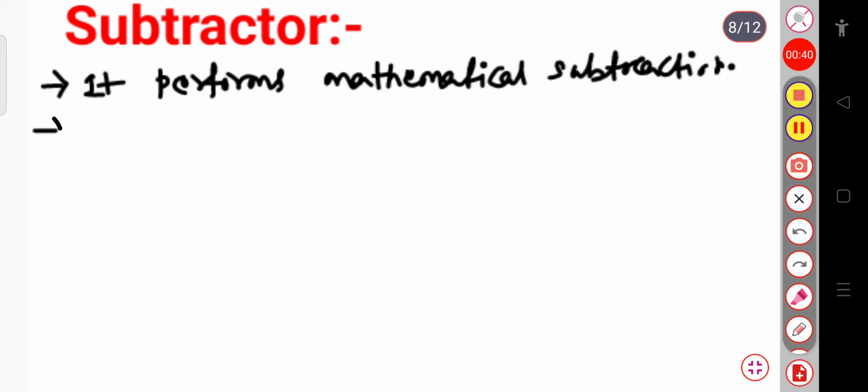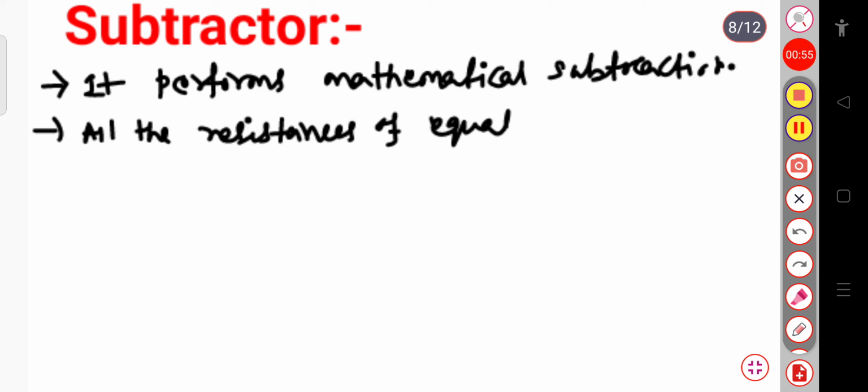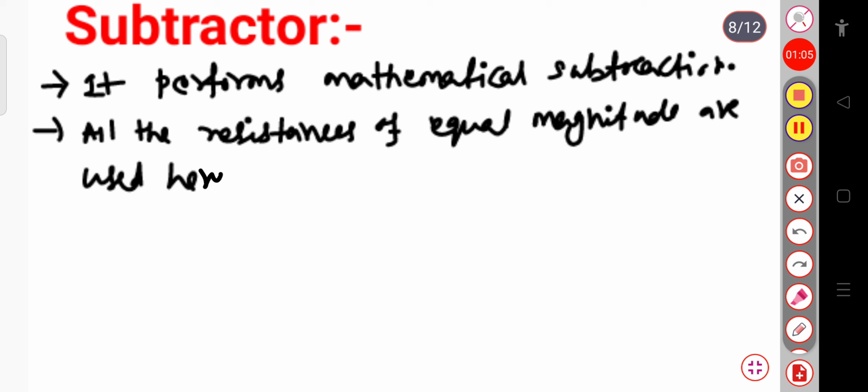Here we will use resistances of equal magnitude. So all the resistances of equal magnitude are used here. Now let us draw the operational amplifier. Suppose this is our operational amplifier having one inverting and another non-inverting terminal.